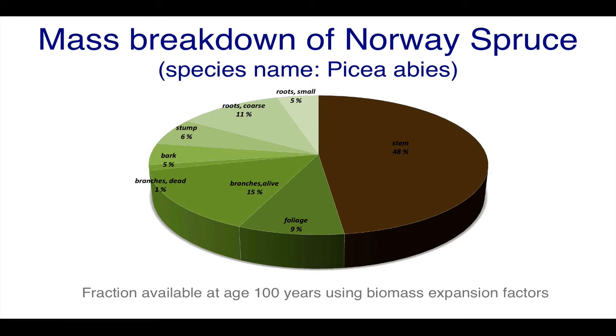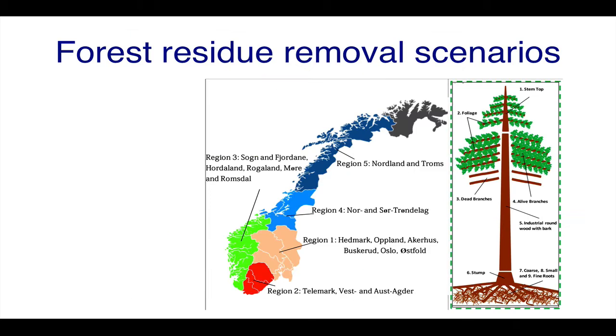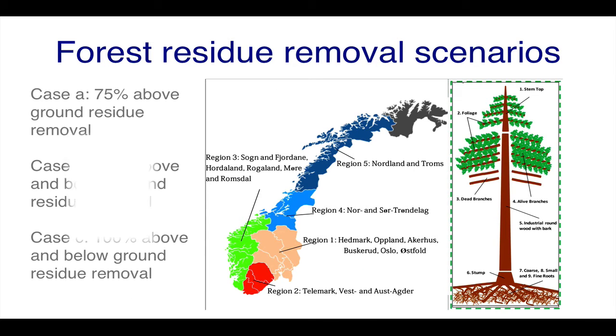It still remains the main forestry practice in Norway to leave most, if not all, forest residues in the forest. And as you can see by this figure, over 50% of the biomass, and thus the carbon in the biomass, consists of residues which could be removed for bioenergy. So in this study, what we want to look at is the extraction potential and the ability to mitigate climate change by utilizing these residues.